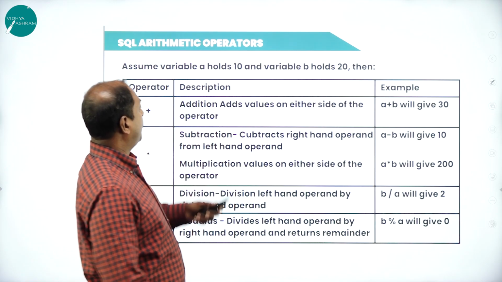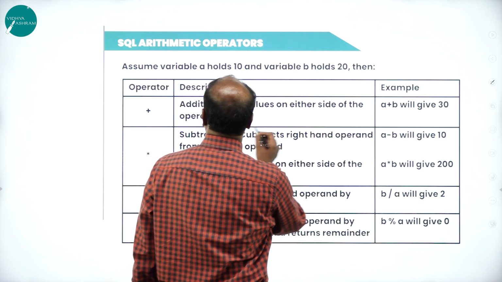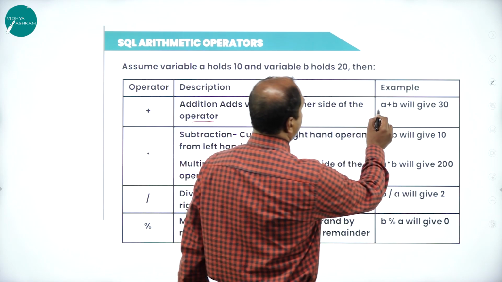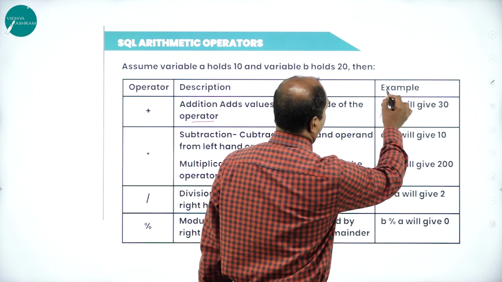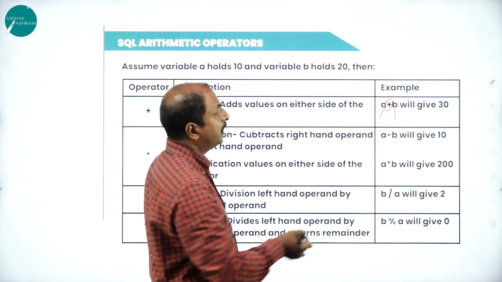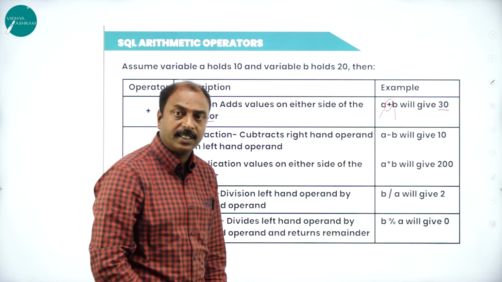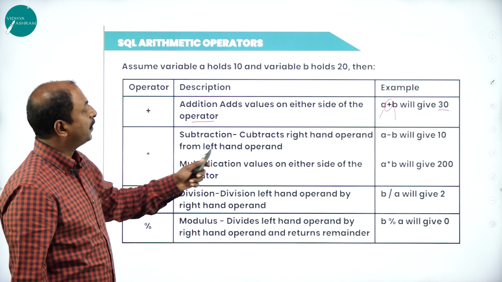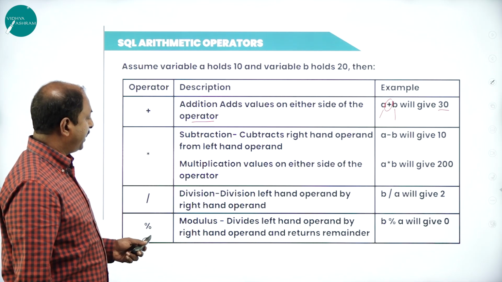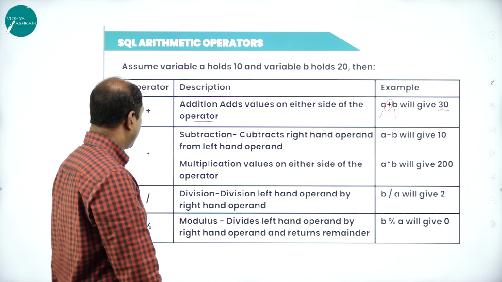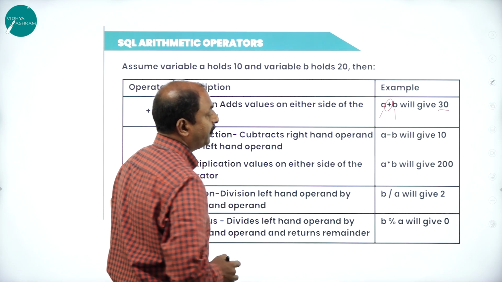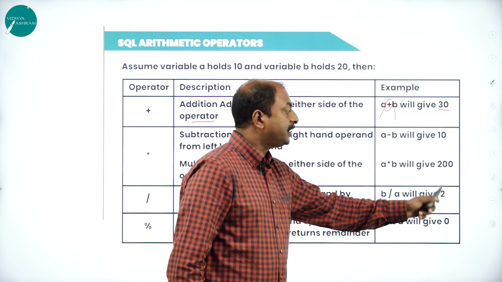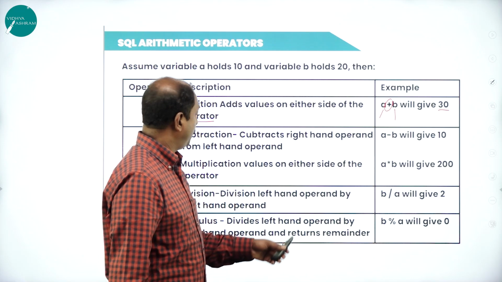It is the addition operation. It adds the values on either side of the operator. The values on either side of the operator are called operands. For example, A is an operand, B is an operand, plus is an operator. So it is an addition operation. It gives 30 as the result. Similarly, plus is an addition operation, star is for multiplication, this is division, and this is called the modulus operator. Here the division operator divides the numerator by the denominator. It gives the quotient as the answer if you use slash.